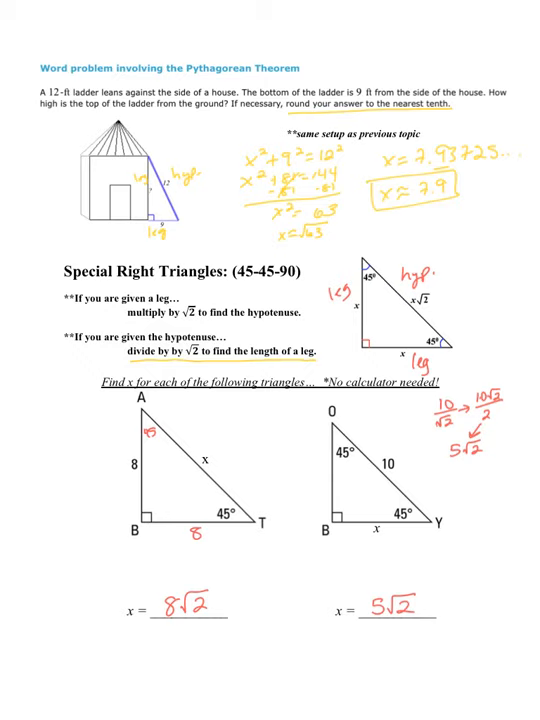Look at ABT again. When you are given the length of a leg in a 45, 45, 90 degree triangle, you multiply by the square root of 2 to find the hypotenuse. When you are given the hypotenuse in that same type of triangle, you divide by the square root of 2 to find the leg. And sometimes you're going to have to rationalize. All right.